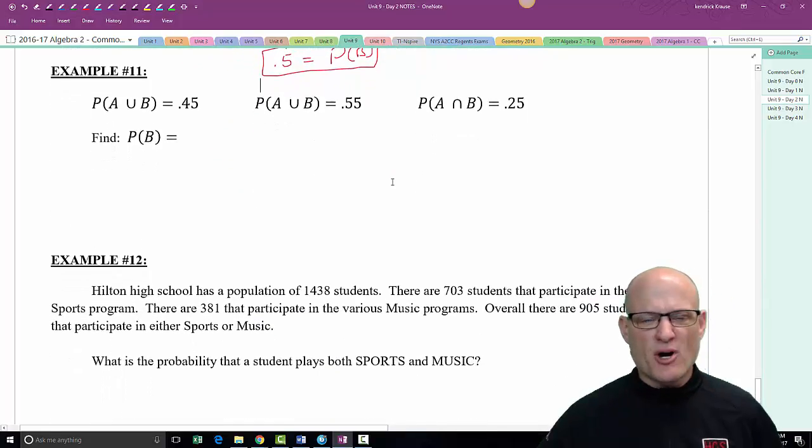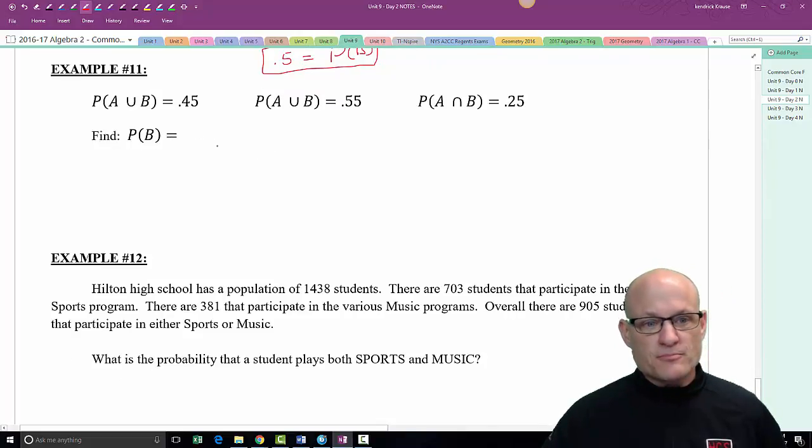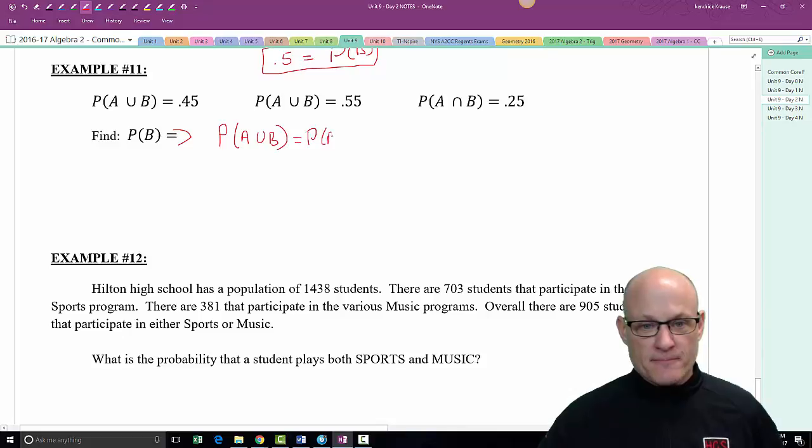You try one. You should pause this, by the way, and try this one on your own. But it's basically going to be the same general rule. So the probability of A, messy. Let me try to do this Gil Palermo style. Probability of A or B, the general addition rule, is equal to the probability of A plus the probability of B minus the overlapping part, minus the probability of A and B. So the probability of A or B is 0.45.